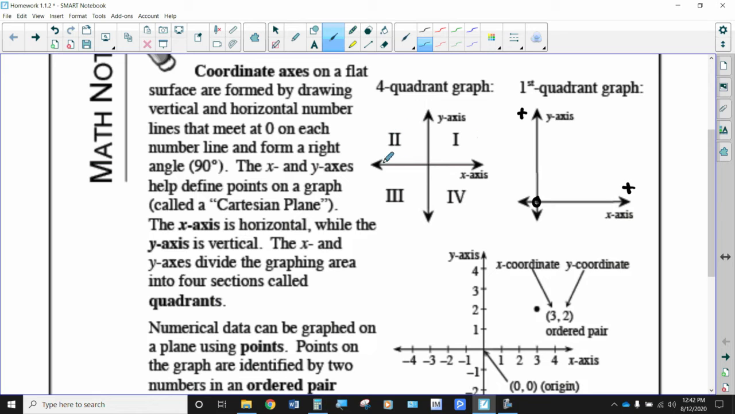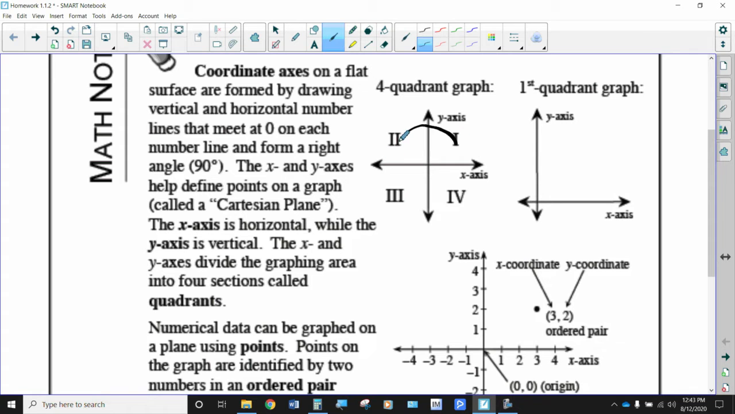Compared to quadrant 2, where the x values are negatives, in quadrant 3, both the x's and the y's are all negative numbers. And in quadrant number 4, the y values are negative. Most of the time when we're doing problem solving, we're working with whole numbers, so we tend to work in quadrant 1.